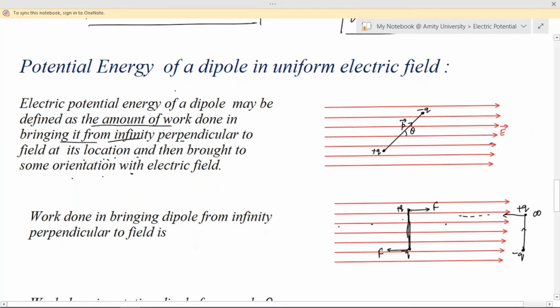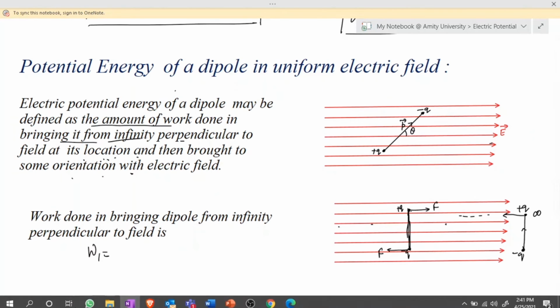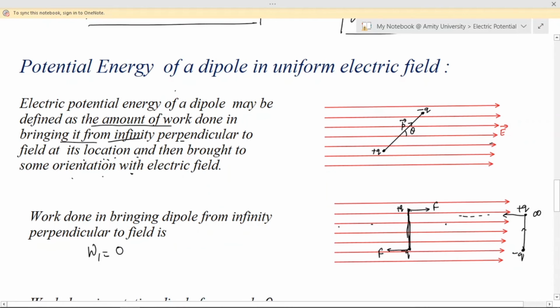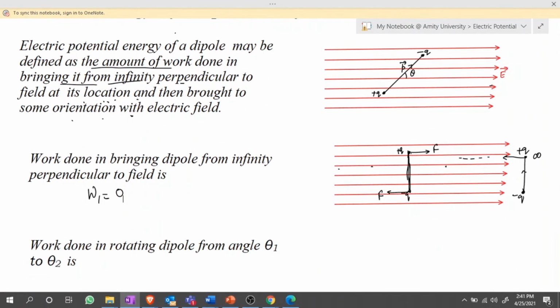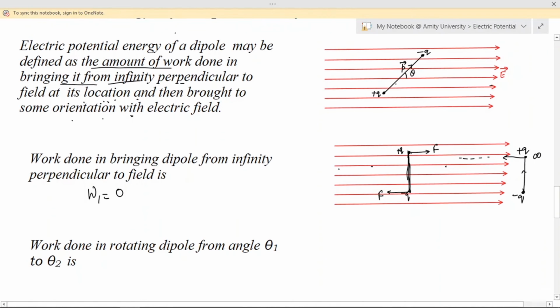Work is torque into the angular displacement. So the work done in bringing a dipole from infinity perpendicular to the field, I call it as W1. This will be equal to 0. So it is brought to the required position and then accordingly it is being rotated to the required angle, whatever angle is required. So initially we have brought the dipole from infinity to the required location perpendicular to the field and we found that the work done is 0.